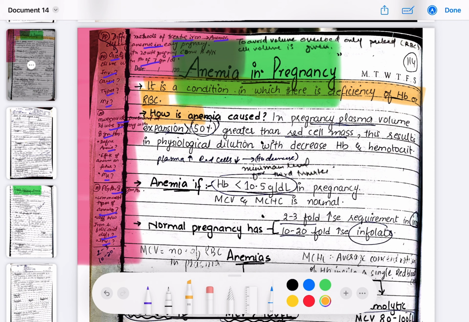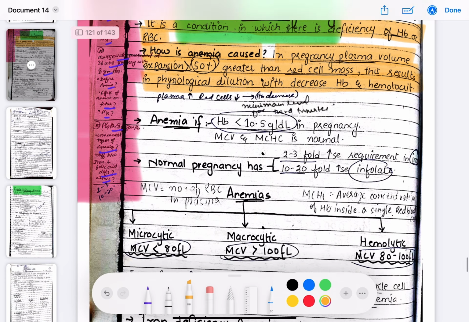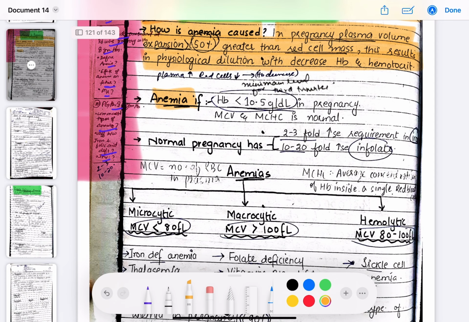How is anemia caused? In pregnancy, plasma volume expansion is 50% greater than the red cell mass. This results in physiological dilution with decreased HB and hematocrit. Now the anemia, if HB is less than 10.5 gram per dl in pregnancy, MCV and MCHC is normal. The normal pregnancy has 2 to 3 fold increased requirement of iron and 20-fold increased requirement of folate.